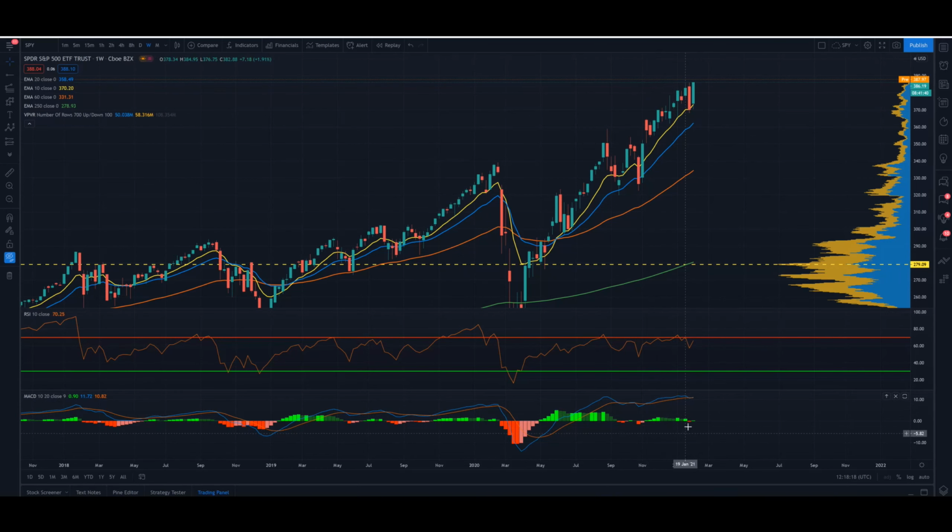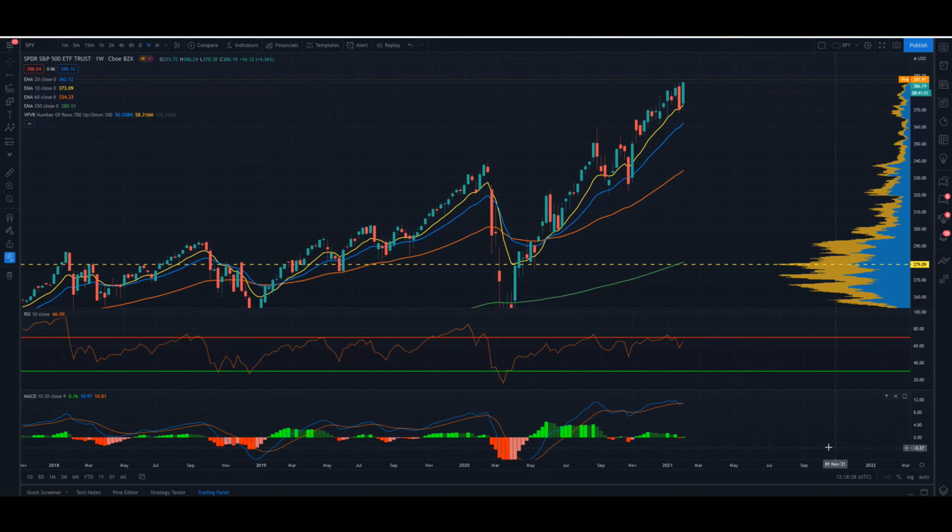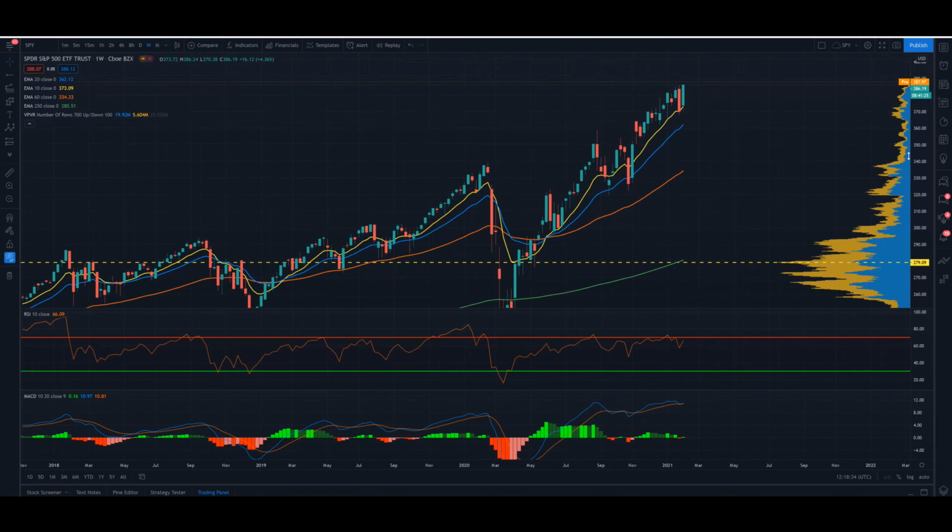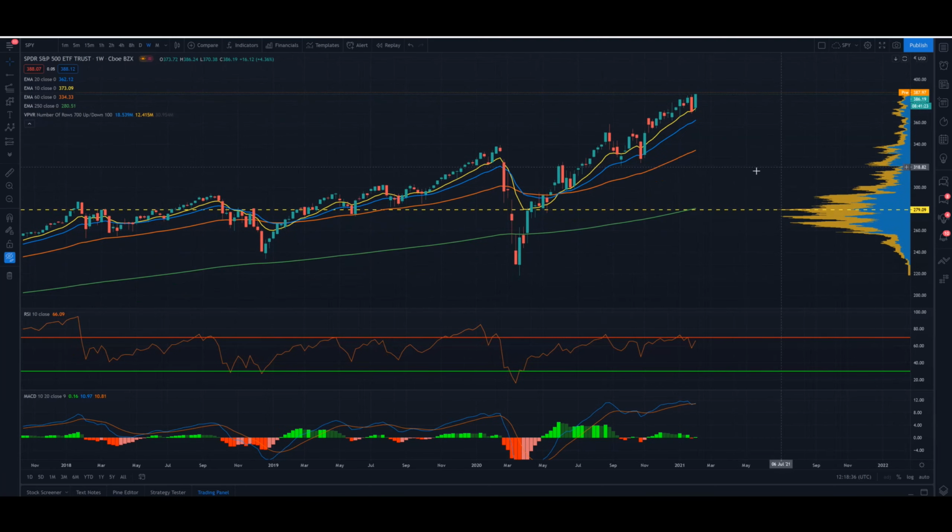MACD almost crossed over, got this little tiny red bar on the histogram here, but didn't fully turn bearish and roll over. We're just basically kissing each other at the moment. The short and long term moving average could move higher. I suspect for today and into next week will move higher. I do believe we're approaching the top of the market overall. I've discussed that before, and we're going to dig into the Elliott wave count and have a look at that in a bit as well.